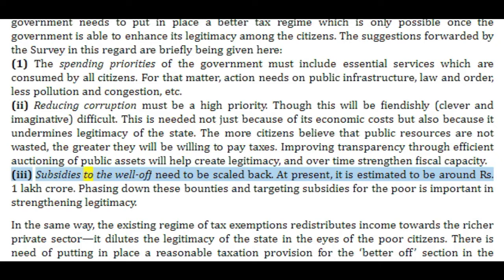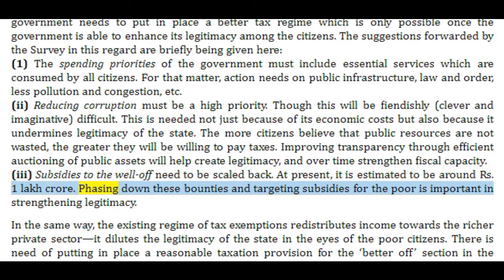3. Subsidies to the well-off need to be scaled back. At present, it is estimated to be around 1 lakh crore rupees. Phasing down these bounties and targeting subsidies for the poor is important in strengthening legitimacy.